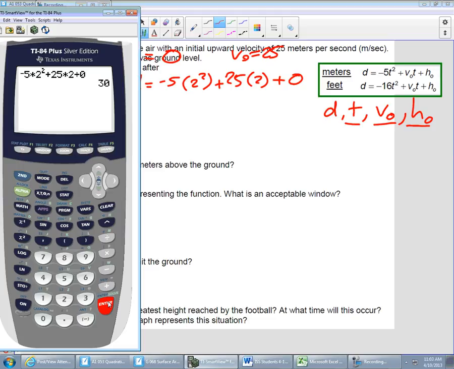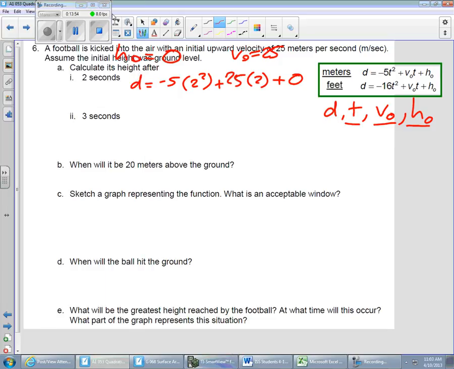And the only thing that we could solve is distance, so that's what this number represents. The problem wants to know, calculate the height after 2 seconds. The distance is 30 meters. Okay, really nothing to it. Plug in numbers into a formula.